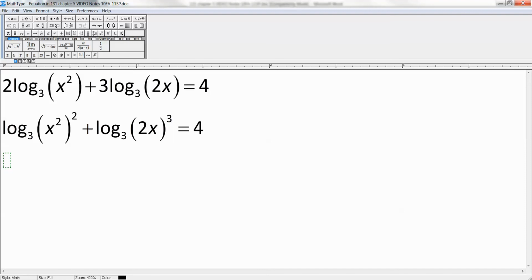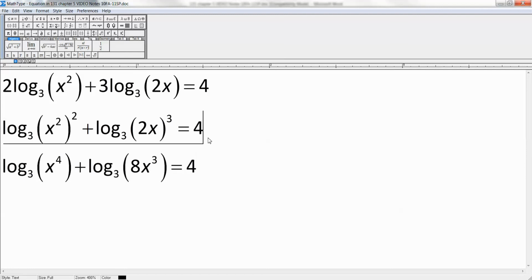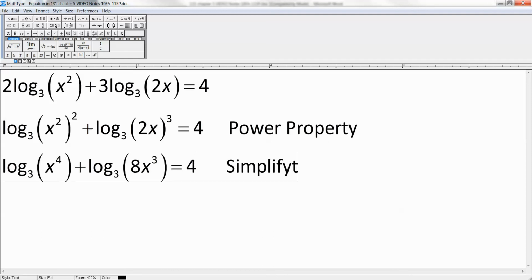Okay. So that means the log base 3 of, now this is x to the 4th, plus the log base 3 of 8x to the 3rd, because it's really 2 to the 3rd, x to the 3rd. All right, so what I did here was, to do this step, I used the power property. And then to do this step, I'm just doing some simplification.